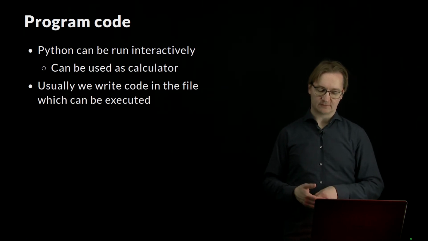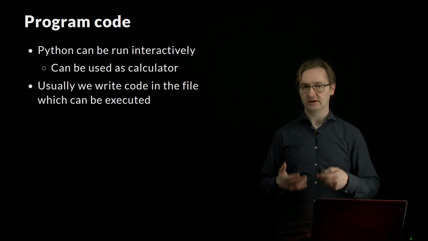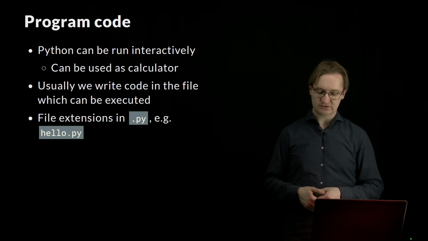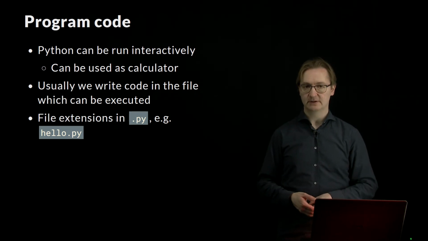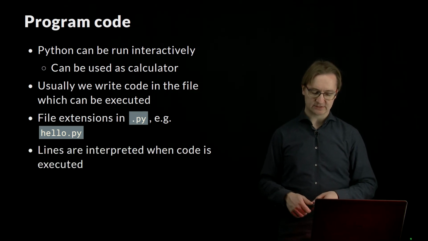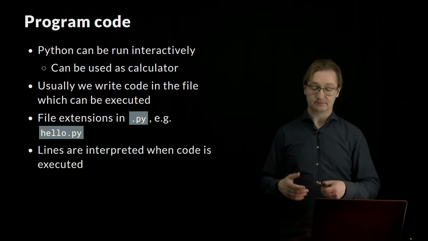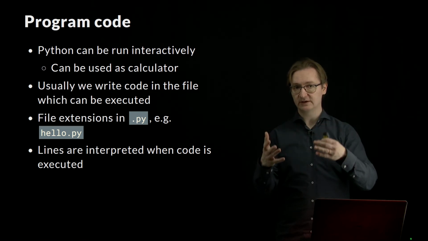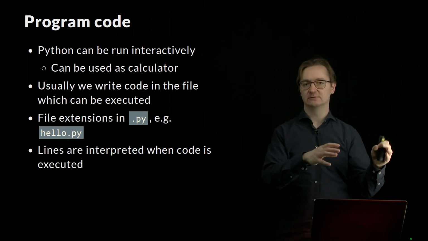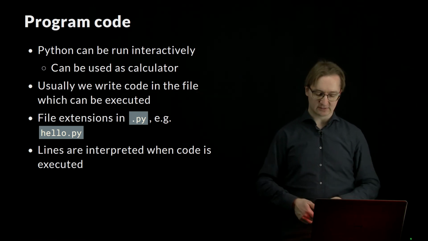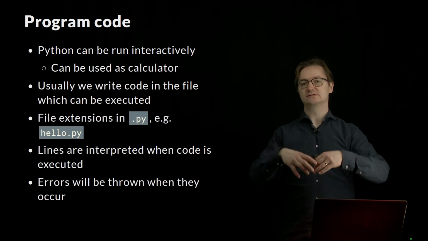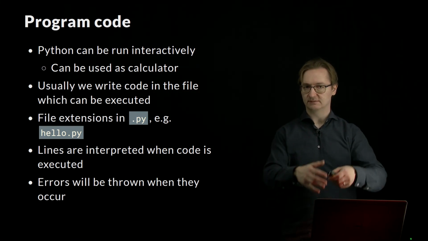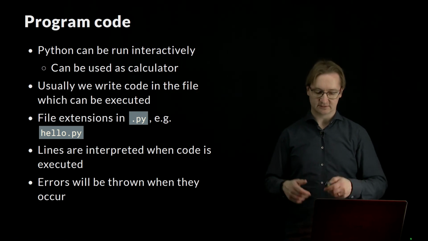And yeah, usually we write code into a file, and this file can be executed. The file extension is .py, so for example, hello.py, and py as in Python, and then we can execute it. If we execute this file, then we take one line, we execute it, we take the second line, we execute it, and so on. And when errors occur, we just see them in the terminal or wherever they are thrown or shown.